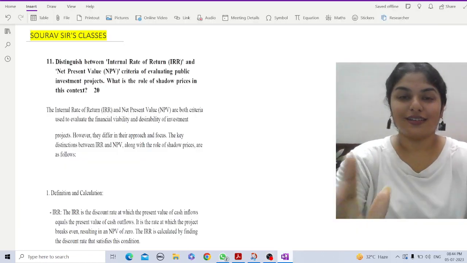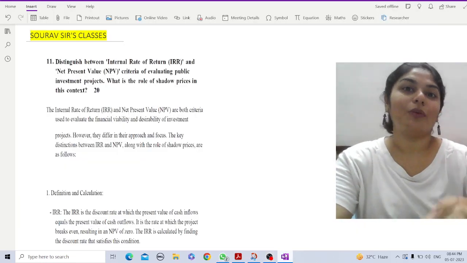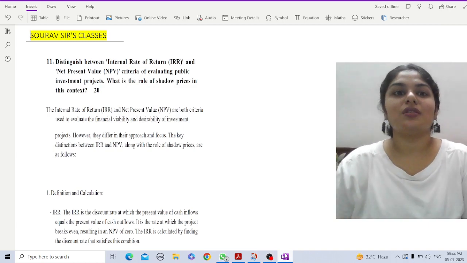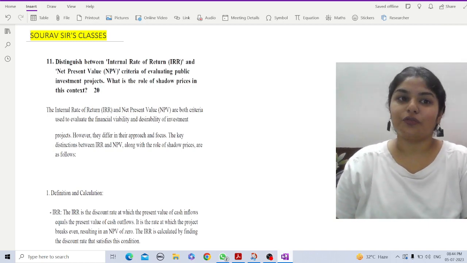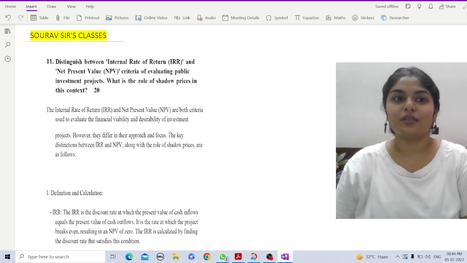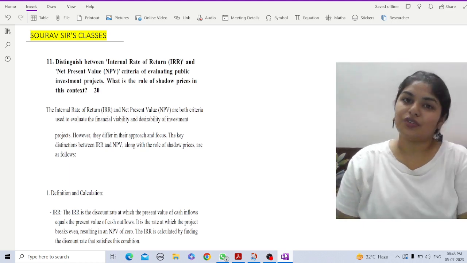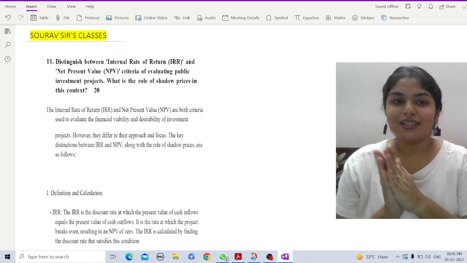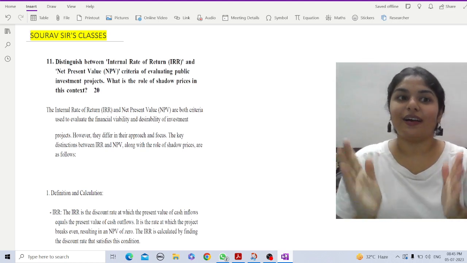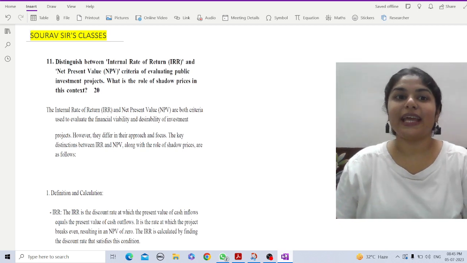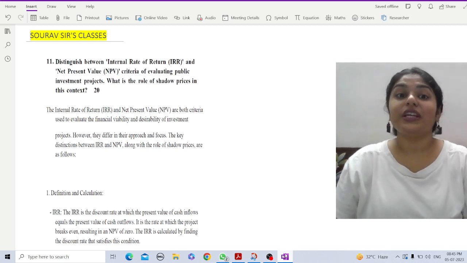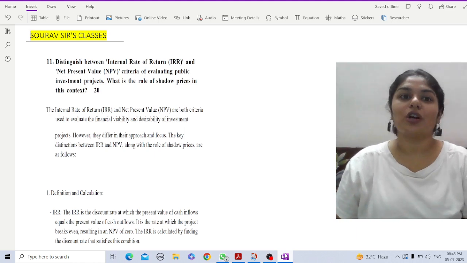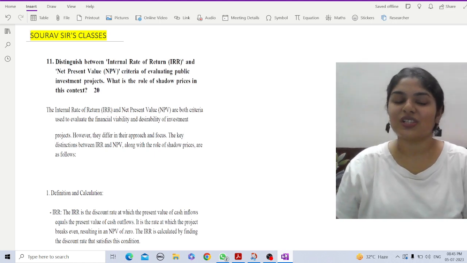Hello, let us discuss question number 11 from the Indian Economic Service 2023 paper 3. This question is about the internal rate of return and the net present value. This is from financial economics. The question is we have to distinguish between internal rate of return, that is IRR, and net present value, that is NPV criteria of evaluating public investment projects, and also talk about the role of shadow price in this context.